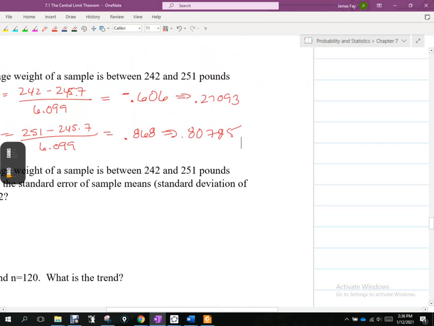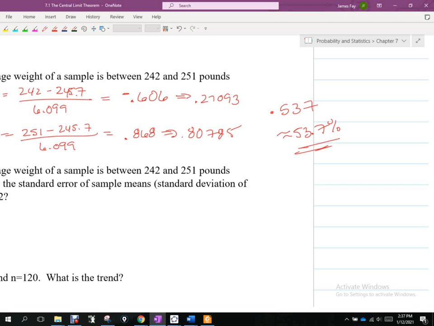So I'm going to go 0.80785 and subtract the 0.27093 number. And we get approximately 0.537, so approximately 53.7%. You guys agree with that? Okay. Now, there's some rounding error there, but let's just say in the ballpark of 53 to 54%. Okay, that is the probability that their weight is between 242 and 251.